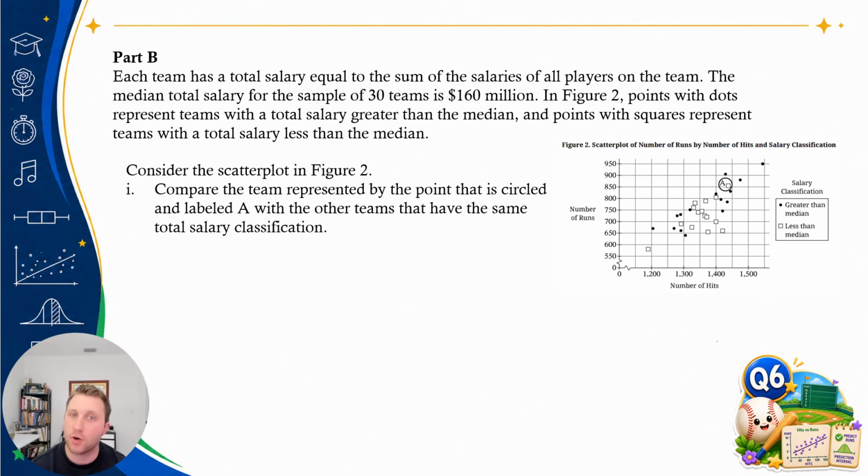College Board is now using the scatter plot to overlay a third variable onto this graph. This time it's a categorical variable, whether or not teams are getting a higher total salary or a lower total salary than the median of $160 million. You can see they're representing teams that are having a greater than median total salary with black dots, and teams that are getting less than the median total salary with those white boxes.